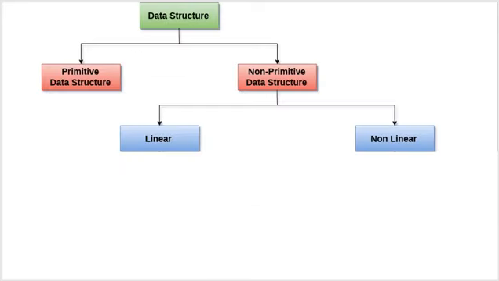Non-primitive data structures are further classified into two types, that is linear data structure and non-linear data structure. A linear data structure is a data structure in which the elements are sequentially or linearly arranged. In non-linear data structures, data elements are not sequentially or linearly arranged. The data elements are randomly arranged in a non-linear data structure.